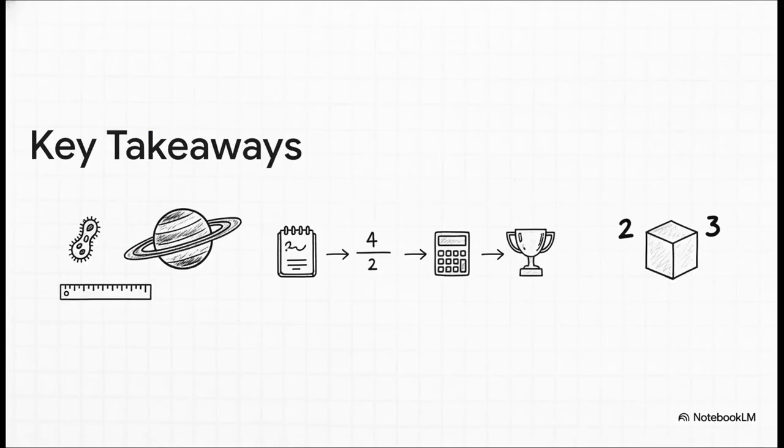All right, let's just quickly recap the absolute most important things we covered. Number 1, SI prefixes are our friends. They make huge and tiny numbers easy to handle. Number 2, our 4-step method is your go-to guide for any conversion problem. And finally, the big one. For area, you square the conversion factor. And for volume, you cube it.